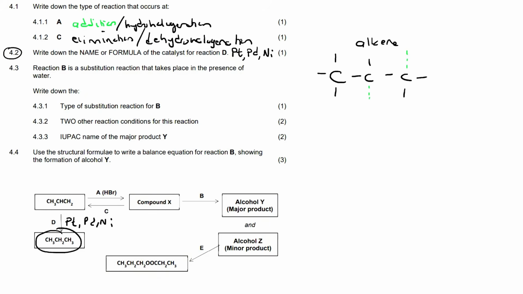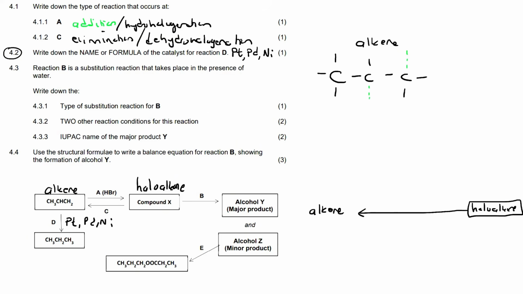Reaction B is a substitution reaction, okay? So we must know that this is a haloalkane, because here we had an alkene, and then we added this to it. So then you're going to have a haloalkane. Now they say that reaction B is a substitution reaction that takes place in the presence of water. So if we remember our diagram where we show all our different reactions, we should know that the haloalkanes can either go back to alkenes, which is what we saw over here, or we can become an alcohol.